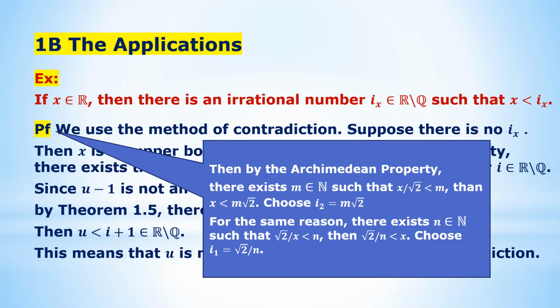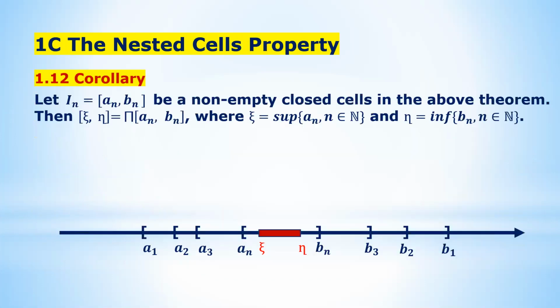And now I also want to talk about number 4. Number 4 is connected to the nested cells property, right? Nested cells property. But it's not only using the nested cells property, but also in connection with the corollary.